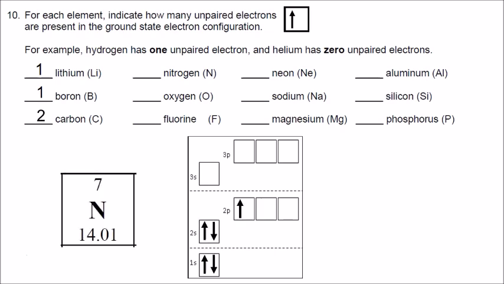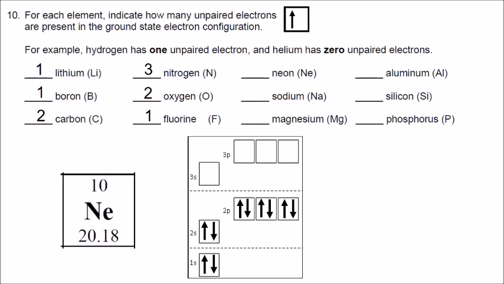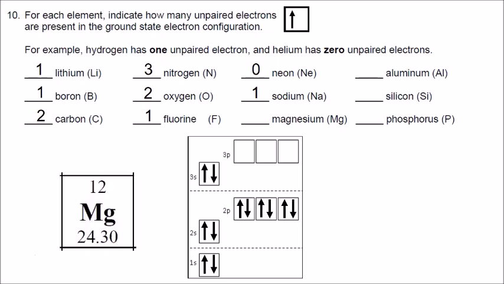Nitrogen would have 3 unpaired electrons. Oxygen has only 2 unpaired electrons. And fluorine has only 1 unpaired electron. Now when we get to neon, every box is full, so there are 0 unpaired electrons. Sodium has 1. Magnesium would have 0 because the 3s sublevel is full.